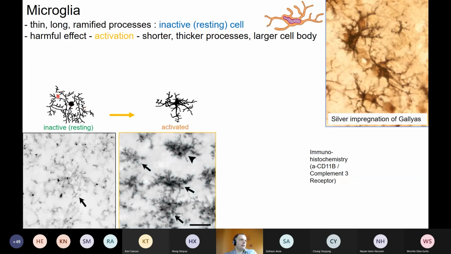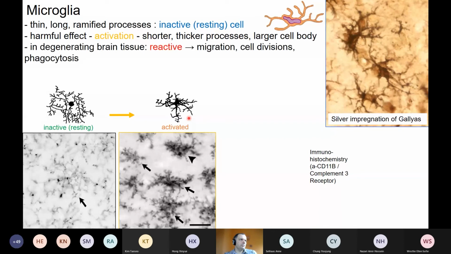What you will see is that they retract their processes, which become thicker. Their surface will be a little bit uneven. It's a bit fuzzy, and you will see that the cell body will also be enlarged. And what you don't see, but you must know, is that they start to produce inflammatory cytokines, which then will control the inflammatory response in a tissue damage.